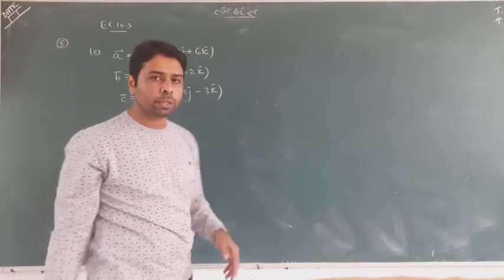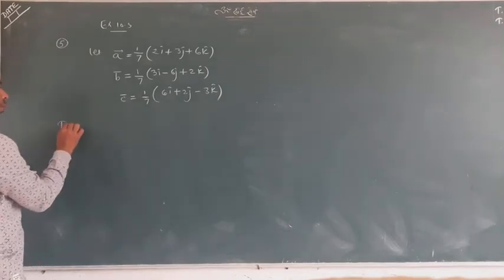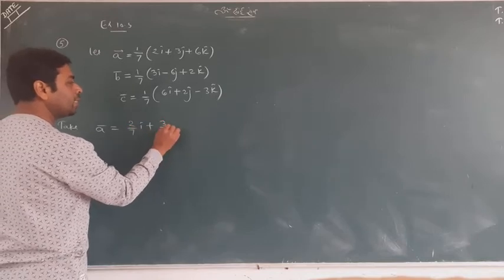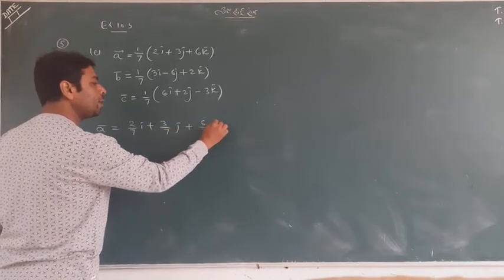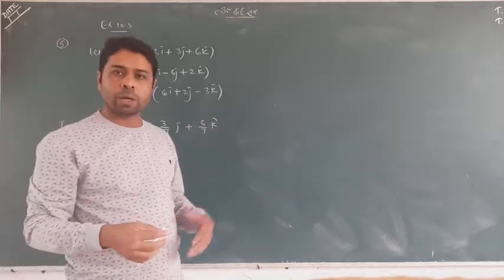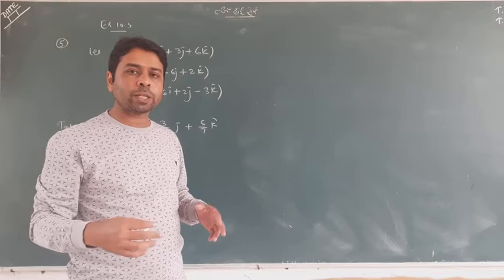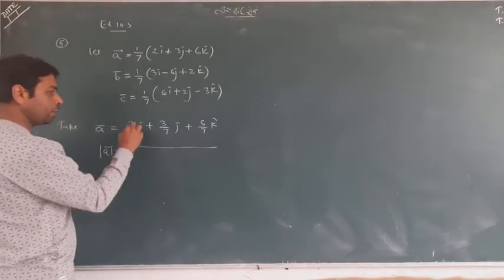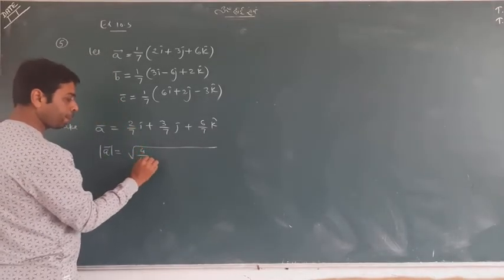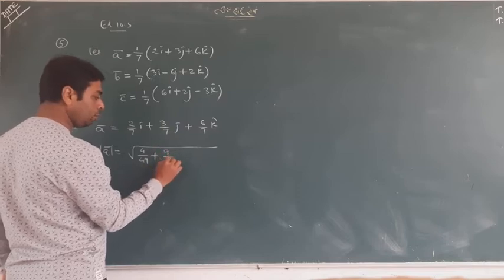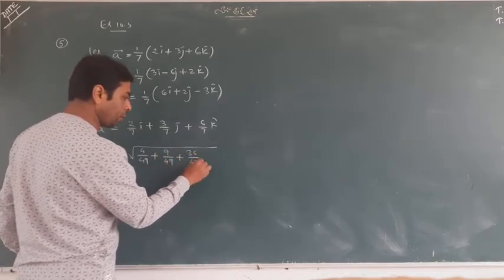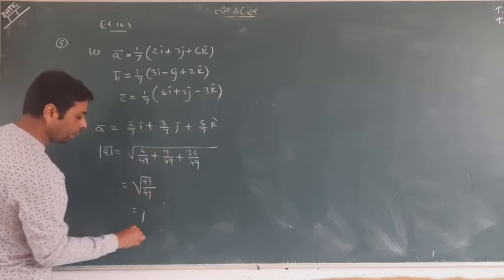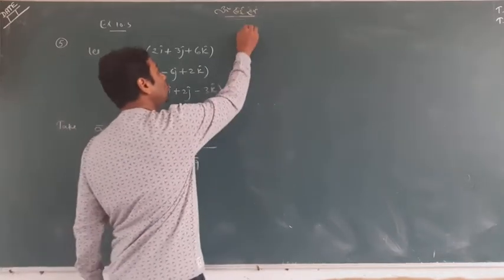How can we show they are unit vectors? We should know A equals 2/7 i, 3/7 j, 6/7 k, and we are told to show that it is a unit vector. Any vector is a unit vector when its mod is 1. So we will take its mod. You know how to take mod. It's (2/7) squared, (3/7) squared, and (6/7) squared: 4 upon 49, 9 upon 49, and 36 upon 49. Overall, we will get 49 upon 49. After LCM, we'll have 1. It means that vector A is a unit vector.